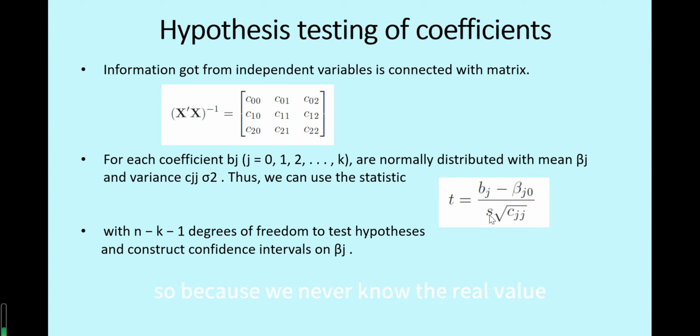So s is actually a point estimate, an unbiased estimate, of the square root of this variance. Because we never know the real value of sigma square, we use s here. This statistic follows a t distribution with n minus k minus 1 degrees of freedom. So we can use this statistic to test the hypothesis of the beta value.